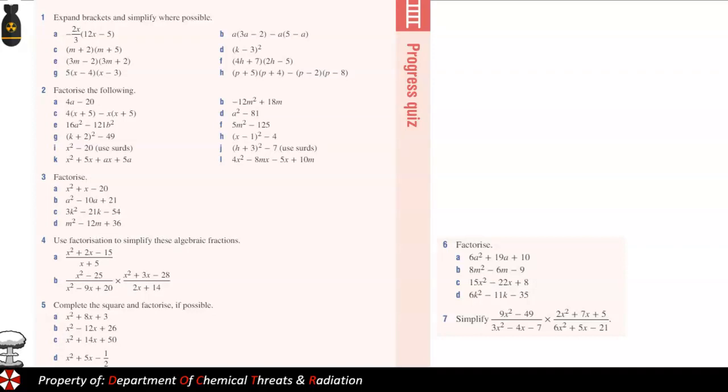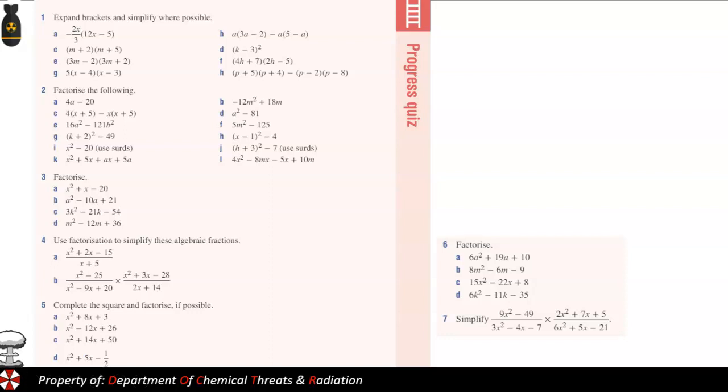So there is a progress quiz here. So if you are a little bit ahead, this is sort of an optional add-on. Do these questions as a quick check. So far, this is what we've covered. Simplifying and expanding, factorizing, completing the square. So these are some good questions to check where we're at.